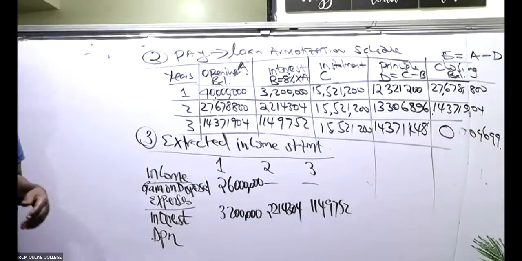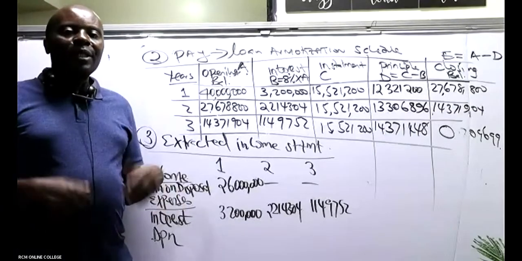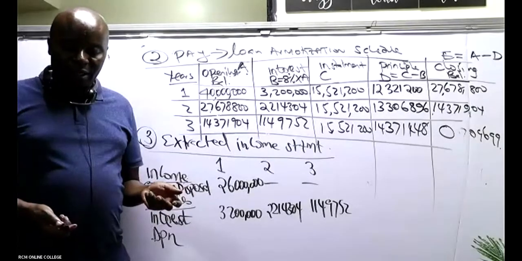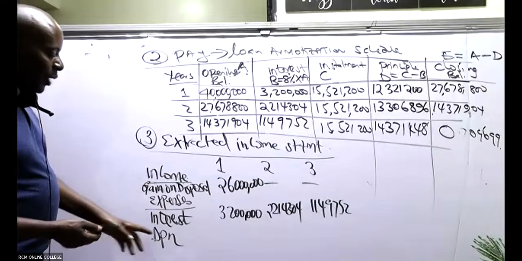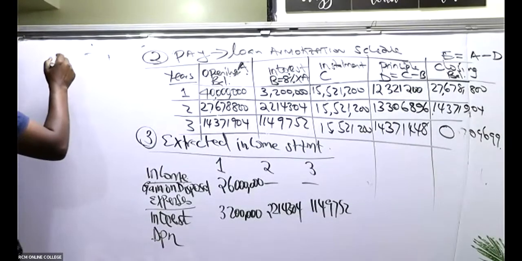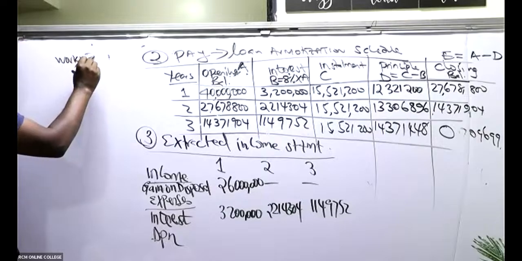For depreciation, you need to know your asset value. So you need some other working here, a working for depreciation. How do we do this working? We have in this case, ladies and gentlemen, a working for right of use.